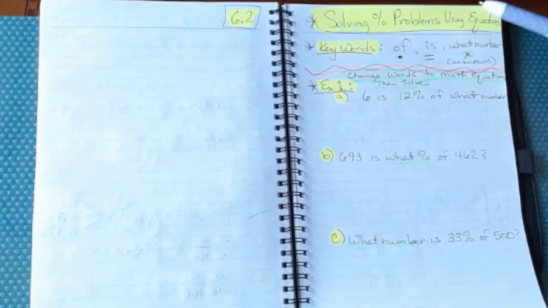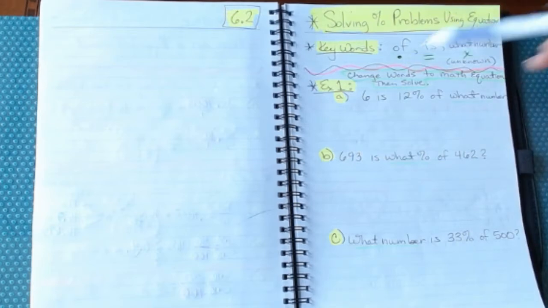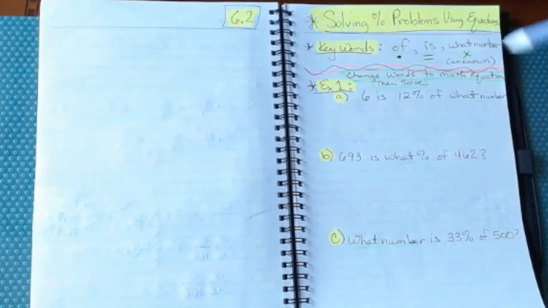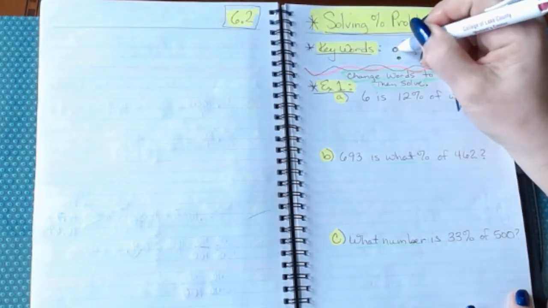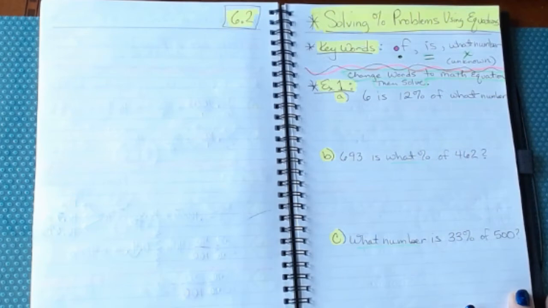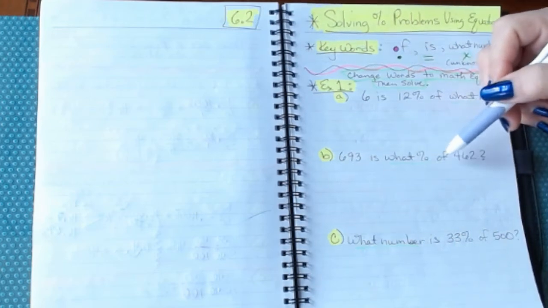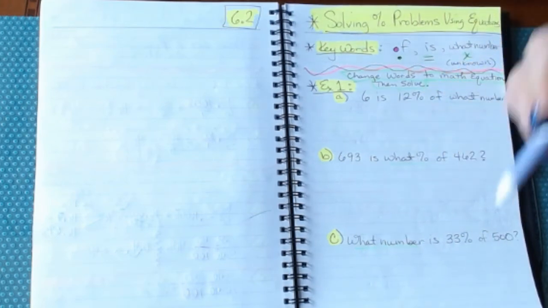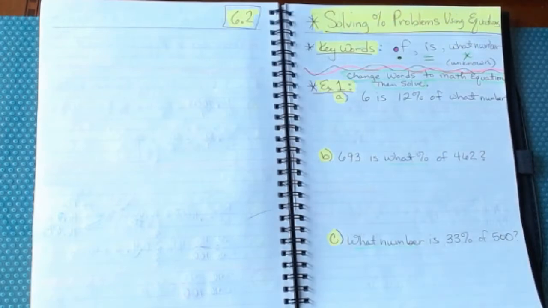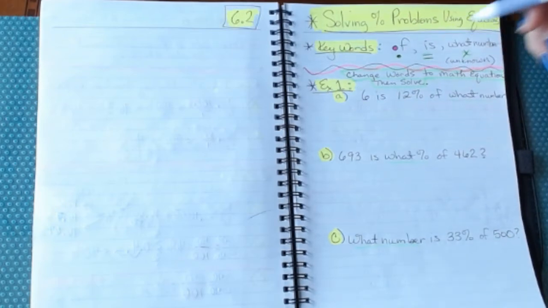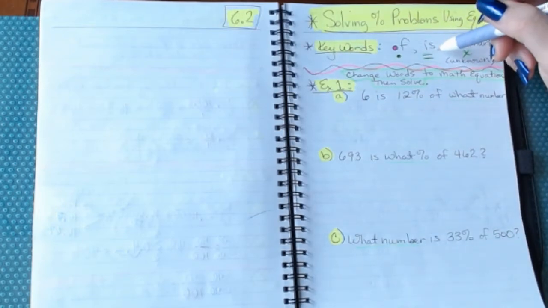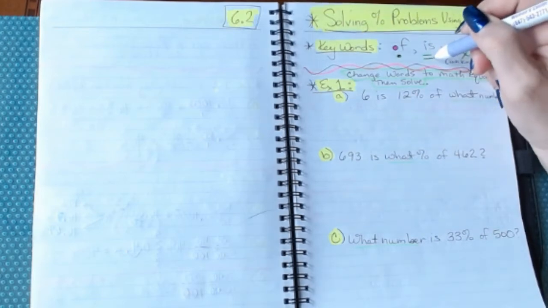Here we go. So the key words in our problems are of, is, what number, okay? So of, and I always show my students that you can fill in that O when you see of, and guess what it turns into? Our times sign, right? So of, a percentage of, percent of, you're multiplying. All right. And when you see is, or the total, a lot of times I say the total is, or is the same as, that means equals.